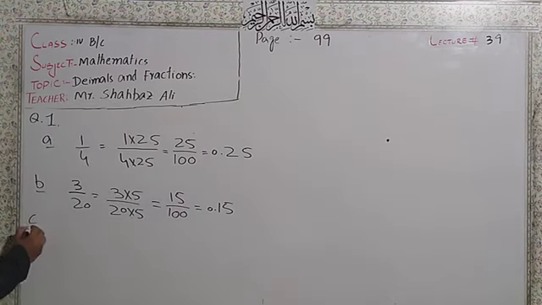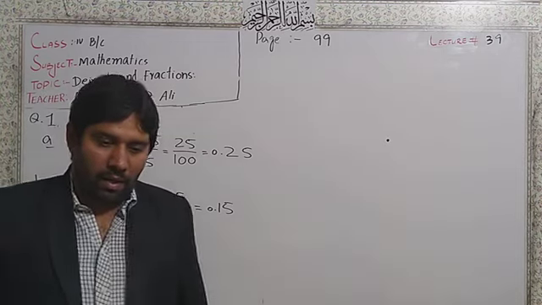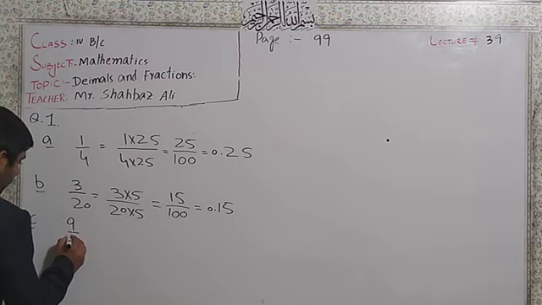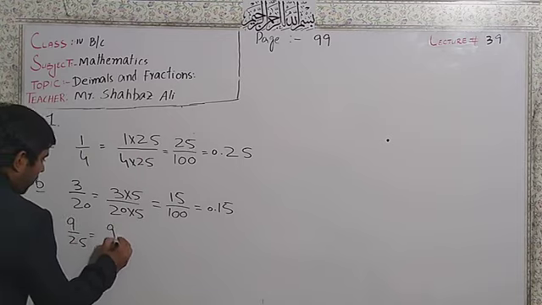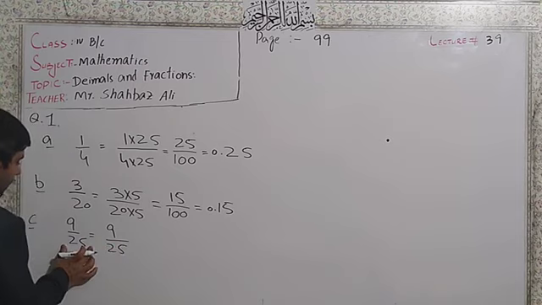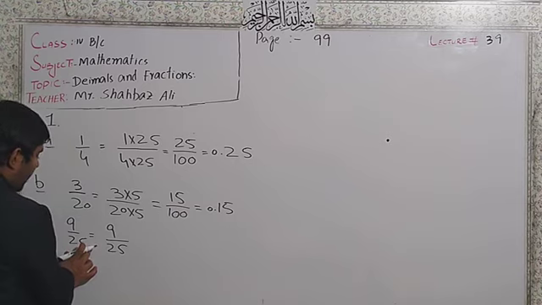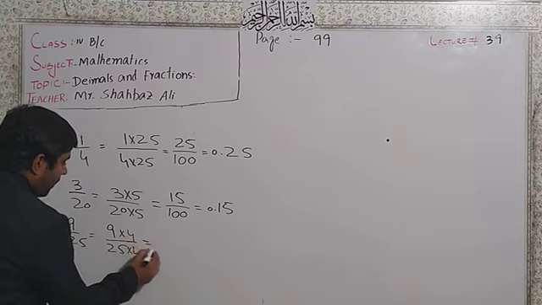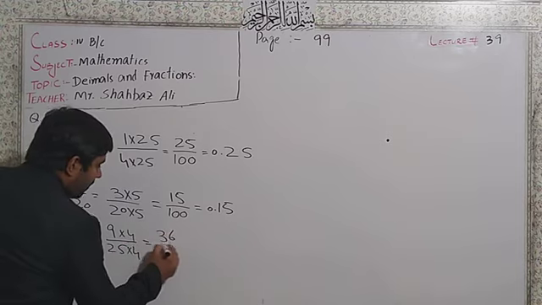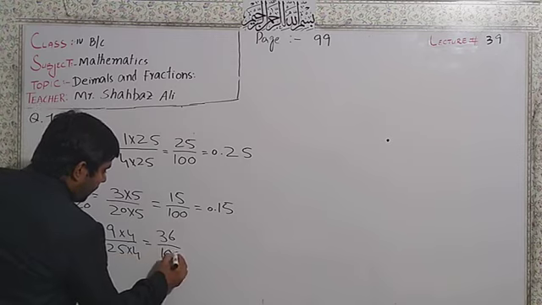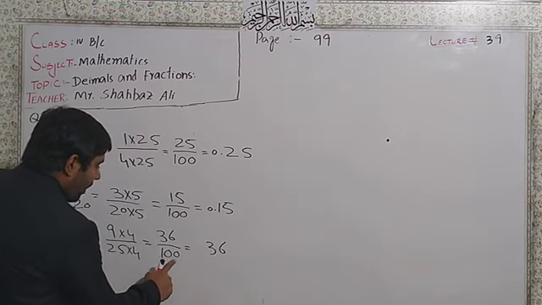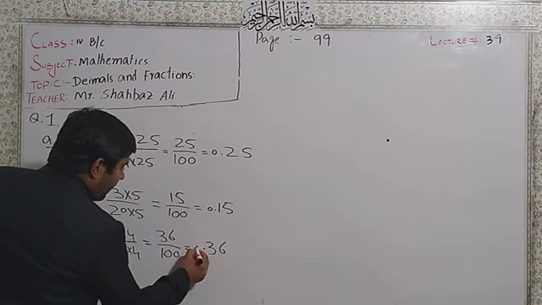Okay, and then in part C you have 9 over 25. We have to change this into 100 or 10. We cannot change into 10. We will change into 100 as an equivalent fraction, multiply by 4. Also multiply 4 here. 9 fours are 36 and 25 fours are 100. And then we can easily write the decimal 36. How many 0s? 2 digits, and then put point and 0. This is the answer.